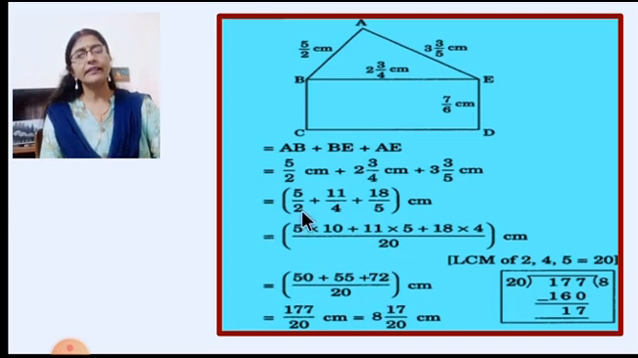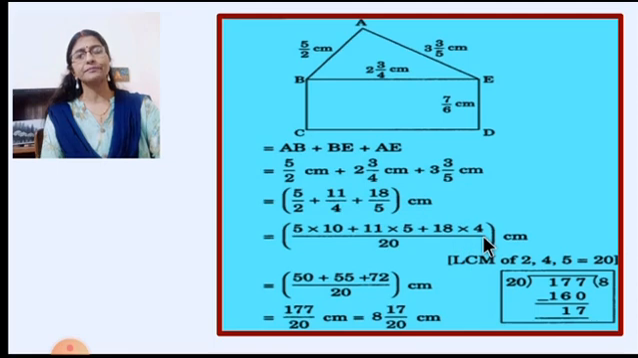Now in the denominator, for the first fraction you see 2 is there. So 2 how much is 20? 2 tens are. So same thing here also we'll do 5 into 10. Plus 4 how much is 20? 4 fives are. So 11 into 5. See here 11 into 5 is written. Same way 5 how much is 20? 5 fours are. So here also 18 will be multiplied by 4.